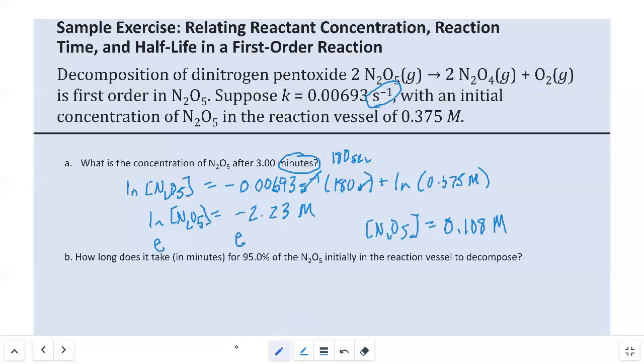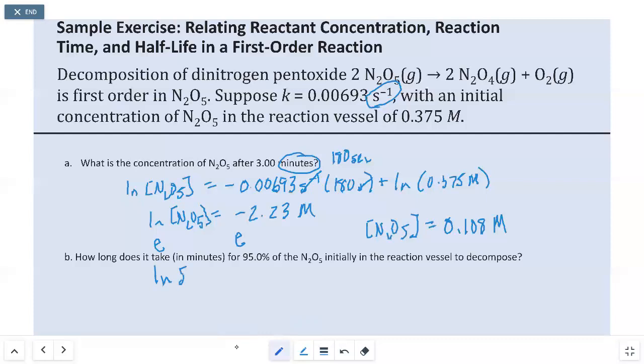How long will it take, in minutes, for 95% of the initial concentration to decompose? All right, so this time around, we can do this a number of different ways. Since we're given percentages, we're not given actual values, we really can set this up any way that we want, so long as our measurement at time t is 5% of the initial. For me, the easiest way is to use those numbers exactly.